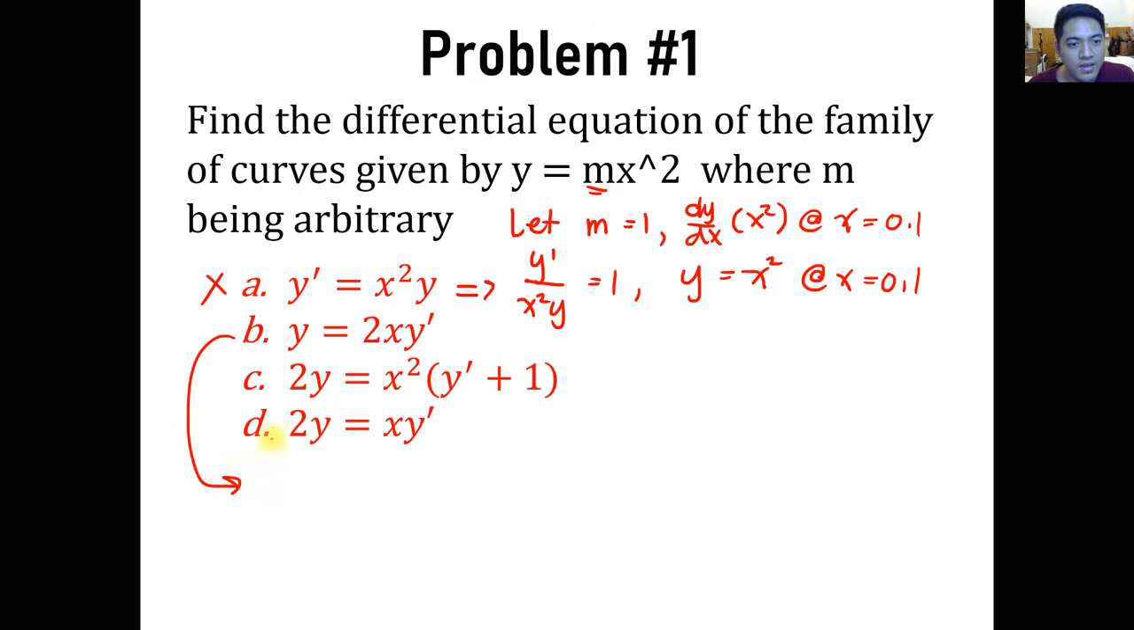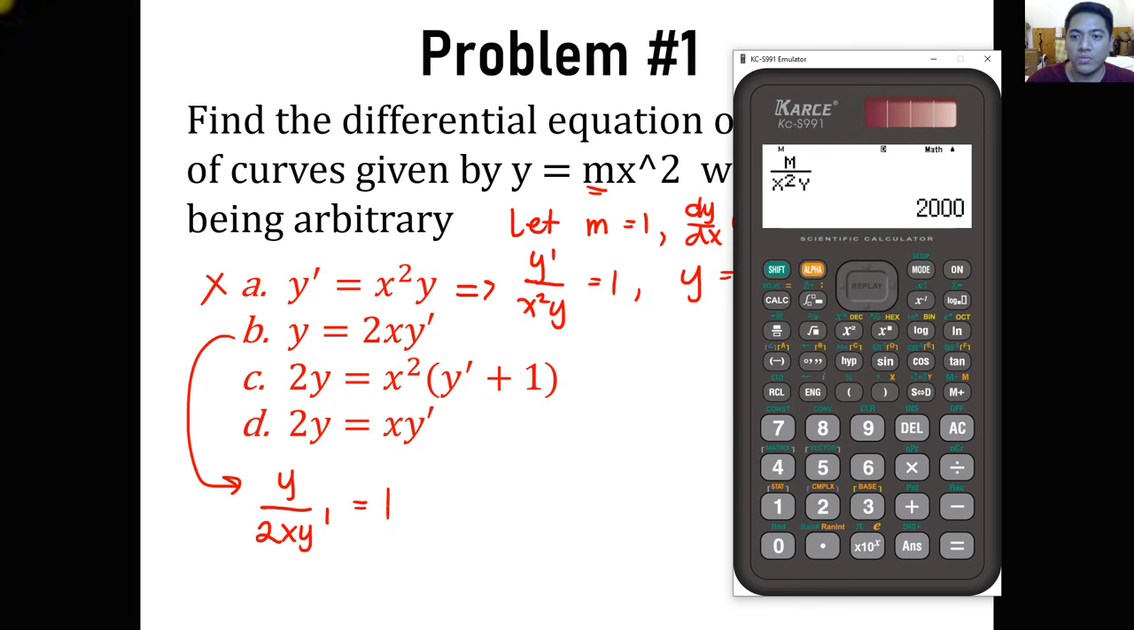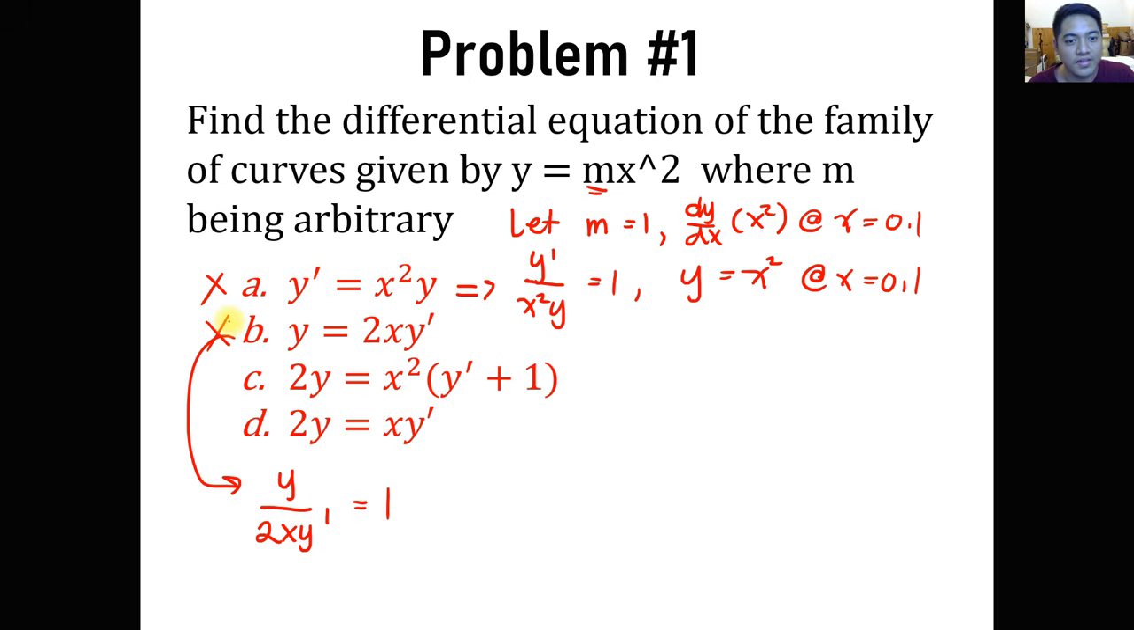For letter B, if I'm going to divide the whole side of the equation by 2x y prime, that should be equal to 1. Now what I'm going to do is write this again in terms of my variables. So I have alpha y, and I have 2 alpha x, and then the y prime, of course, is the m, the result of the first derivative at x equals 0.1. So you have to get m. Our calculator input looks like this. It's 1/4. It's still not equal to 1, so that's not the answer.